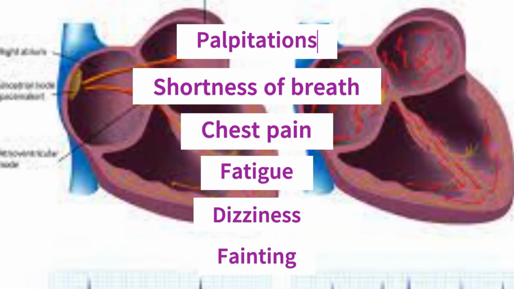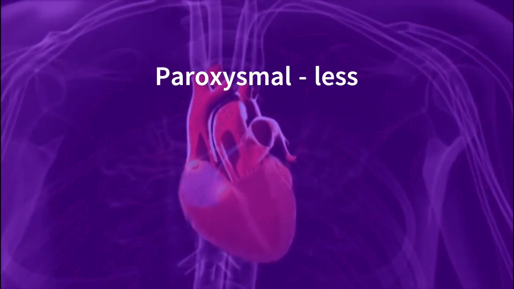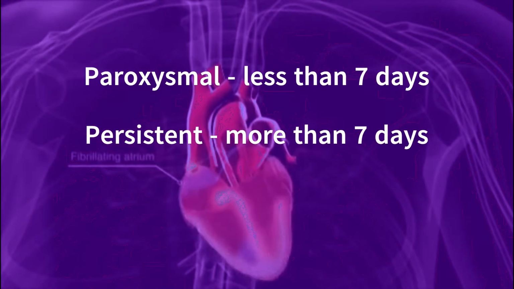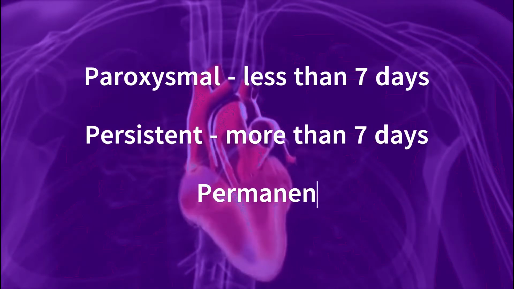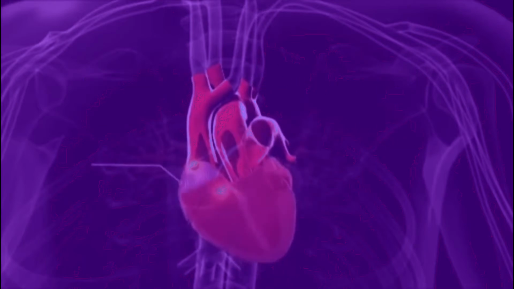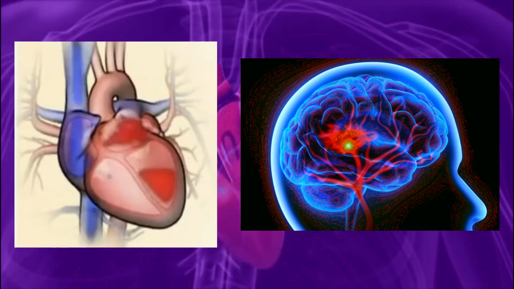dizziness, or fainting. AFib can be classified as paroxysmal, meaning it's lasting less than 7 days, persistent, meaning lasting longer than 7 days, or permanent, meaning it's continuing indefinitely. AFib is a serious condition that can increase the risk of stroke, heart failure, and other complications.